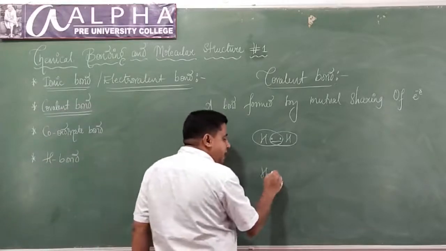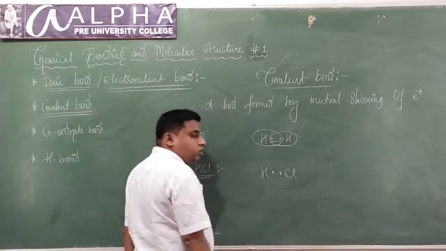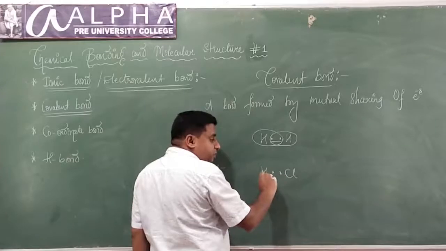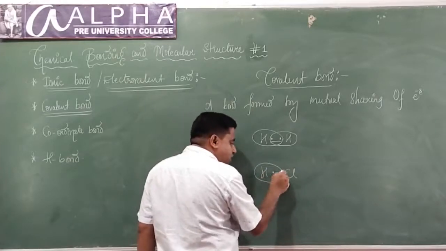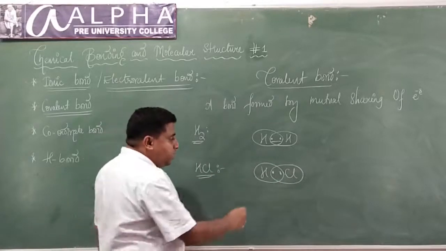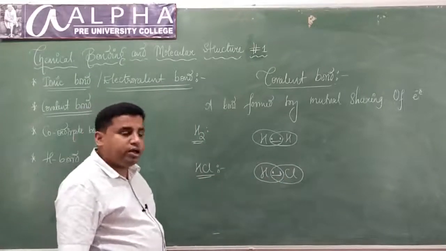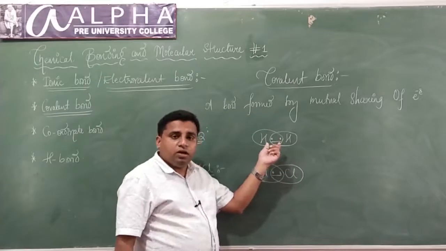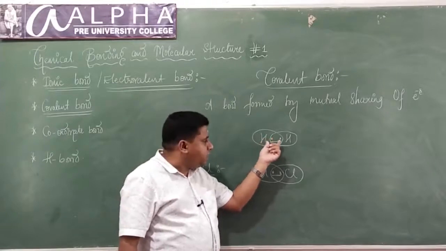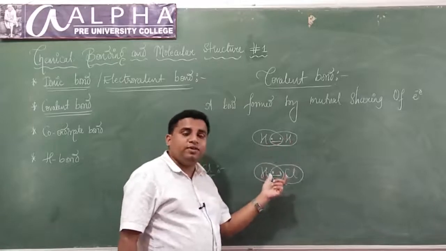Hydrogen will share one electron, and chlorine will share one electron. Now these two electrons shared mutually between hydrogen and chlorine belong to both hydrogen as well as chlorine. Now there is a bond formation between hydrogen and chlorine, and what is this bond called? Covalent bond. If a bond is formed by mutual sharing of two electrons, it is called a single bond. So there is a single bond between the two hydrogen atoms, and a single bond between hydrogen and chlorine.